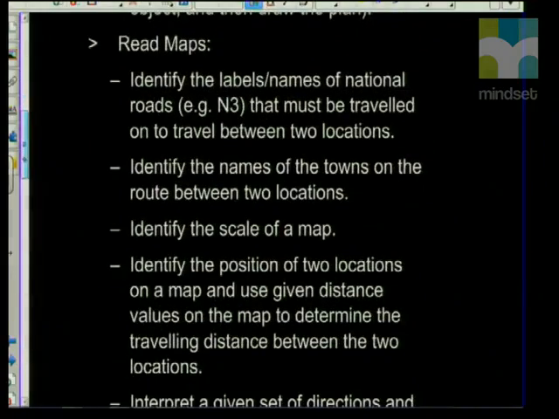Another very important skill is to be able to read maps. On maps, you need to be able to identify key parts, for example, identifying the names and labels of national roads, for example, the N3, that must be travelled on between two locations. You also need to be able to identify the names of towns on the route between two locations. You need to also be able to look at the scale of that map and decide how far things are between two places.